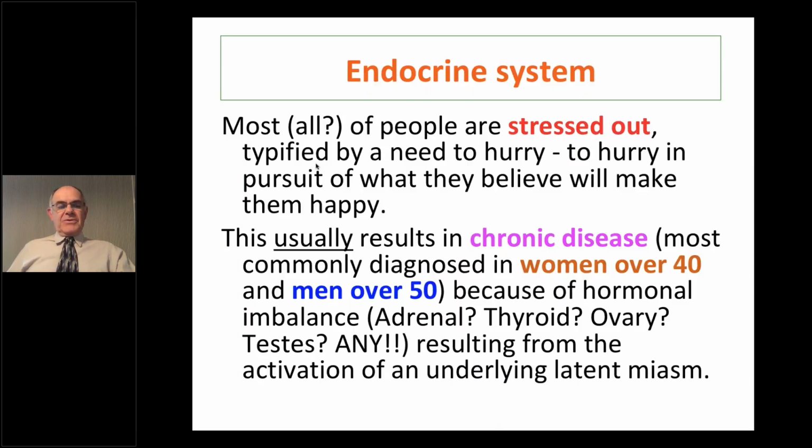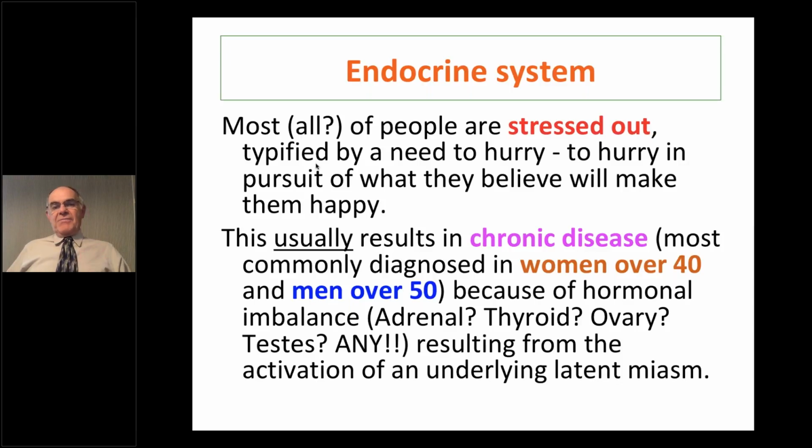What we do know about the endocrine system, and about people who go and see a physician, whether it's about their endocrine system or whatever, is that most people are perceived to be, or will self-report that they feel, stressed out in the life that we live. It's certainly a challenge, and they're in a hurry to do something, thinking that whatever it is they're doing is what will make them happy. Unfortunately, that lifestyle of being stressed very commonly leads to chronic disease, most commonly diagnosed in women who are over 40 and men who are over 50.